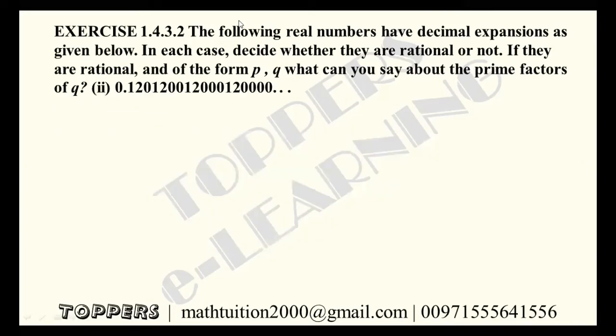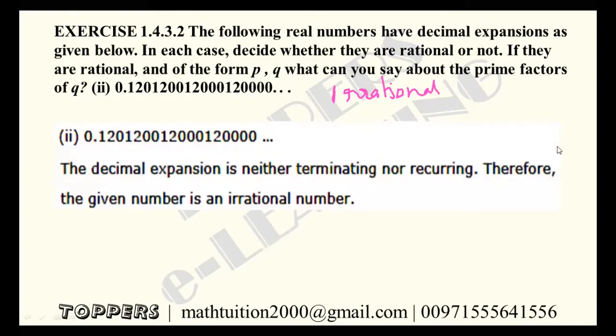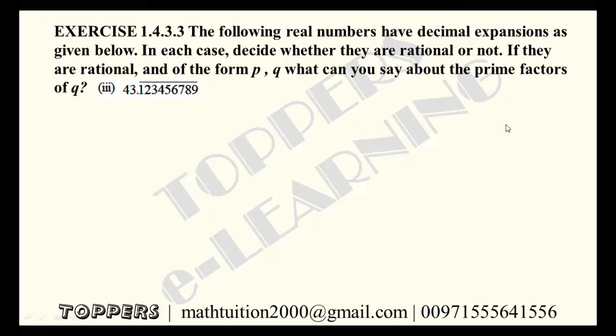Sub question 2. Here our decimal expansion is 0.120120012000120000. Non-terminating, non-recurring, non-ending, non-repeating. So it is an irrational number. Non-terminating, non-recurring, non-ending, non-repeating is irrational. So we can say that the decimal expansion is neither terminating nor recurring. Therefore, the given number is an irrational number. Okay, last question in this session.